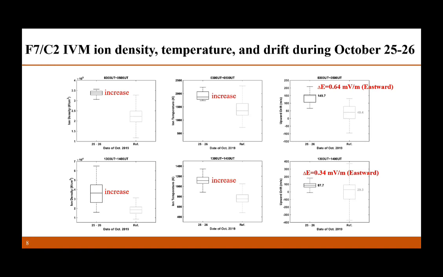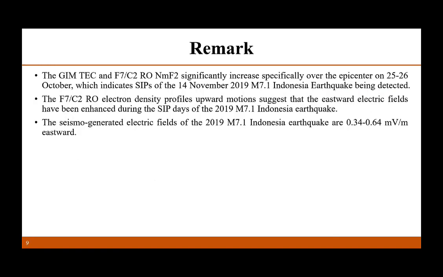Okay, this is the science. On the very right, you can see the top panel, and we calculated with this E cross B, with this dynamo approach. We can estimate the electric field is actually 0.64 millivolt per meter. Again, the bottom one is 0.34 millivolt per meter. Okay, move on to the next one.